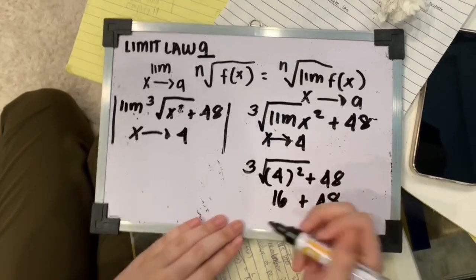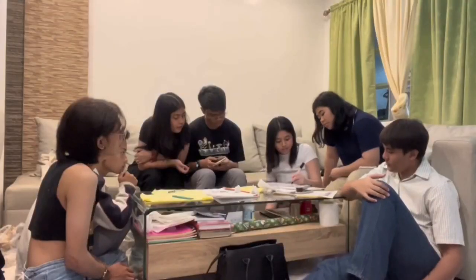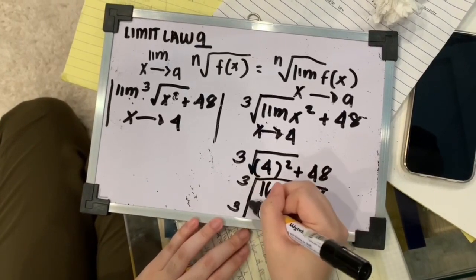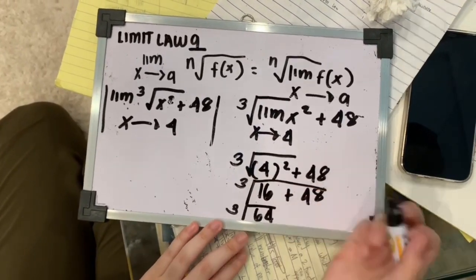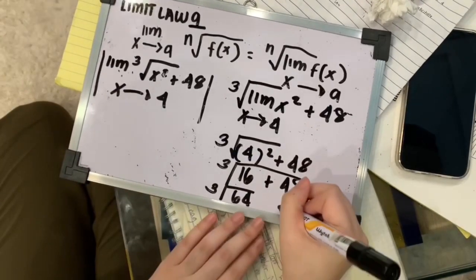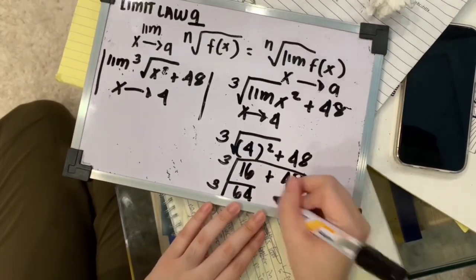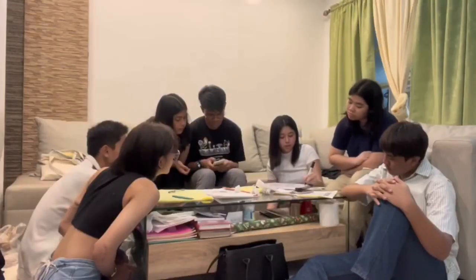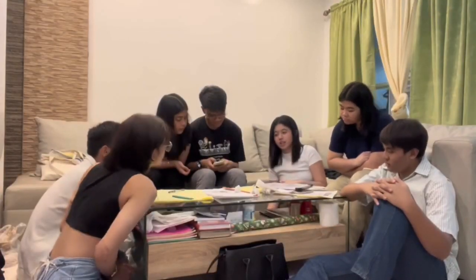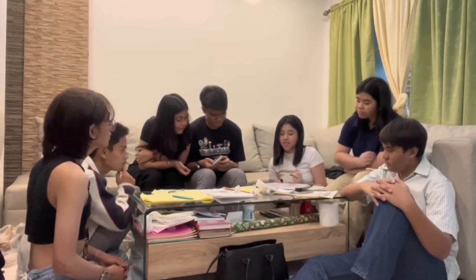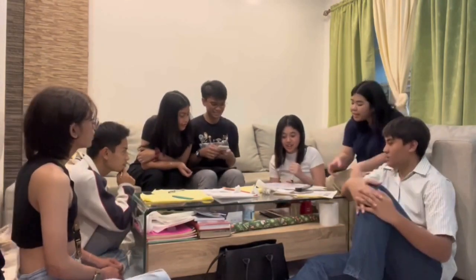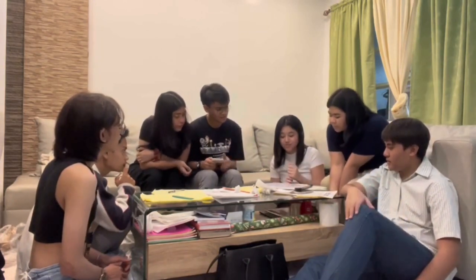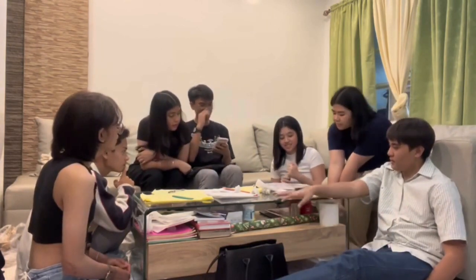So 4 squared is 16, plus 48, 64. The cube root of 64. So, yun ang sagot. So, basically, parang sinubstitute lang din natin. Yun lang. Okay. Yun na yun. So ito na yung final answer: 4. Okay, now I get it.